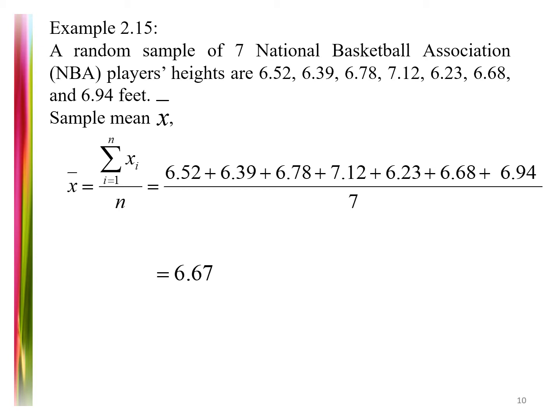Alright, in this example the random sample is 7 players' heights, and the 7 observations are given here. For the mean absolute deviation, the summation of x minus x bar, first you have to calculate x bar and then divide by n. And also don't forget the absolute value. In this case the average means the sum of all observations divided by n, which is equal to 6.67.